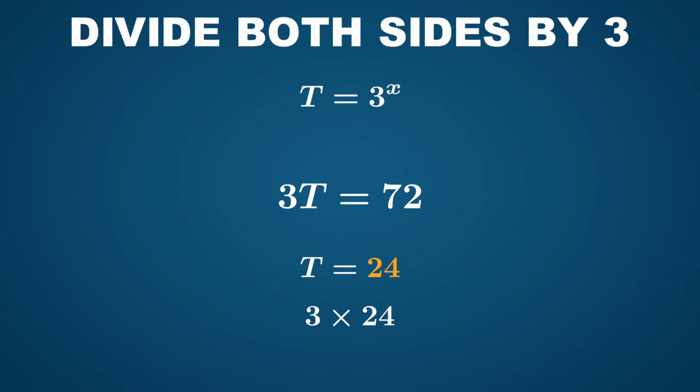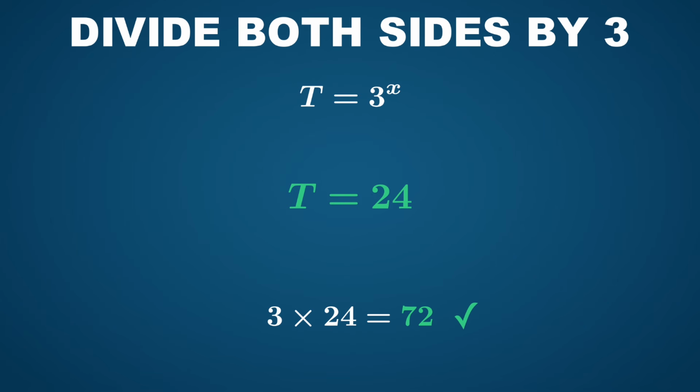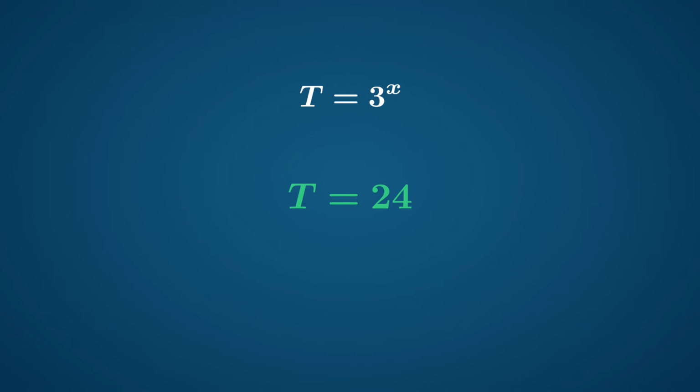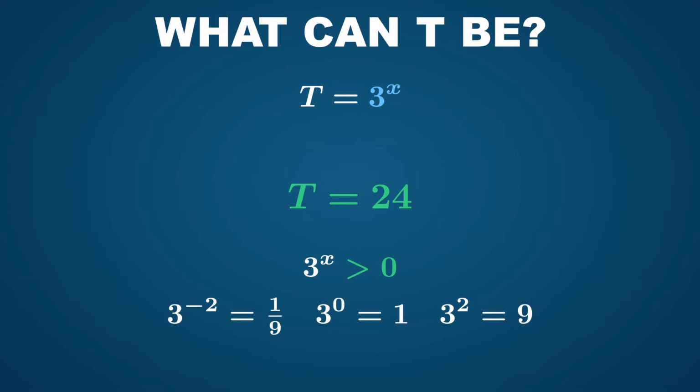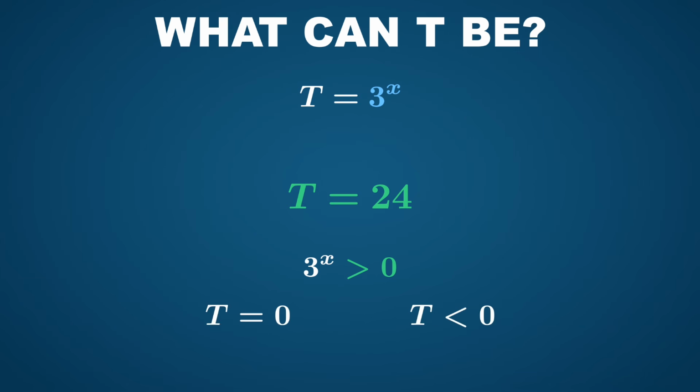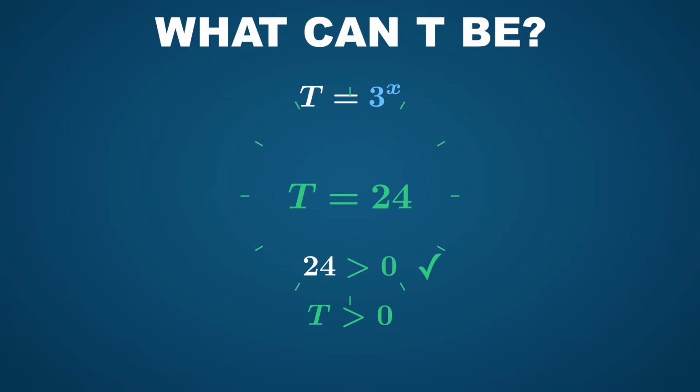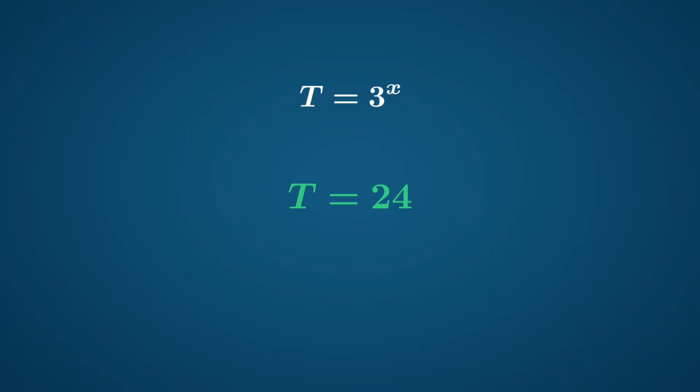We can check that quickly by multiplying back. 3 times 24 is 72, which matches. So we have found that t is equal to 24, so each copy of t carries a value of 24. Before moving on, we should think about what t can be. t was defined as 3 raised to the power x. A positive base raised to any real power stays positive, so t can never be 0 and it can never be negative. That means only a positive value of t is acceptable here. 24 is positive, so this value of t is allowed. So we can safely carry it back into the original setup.